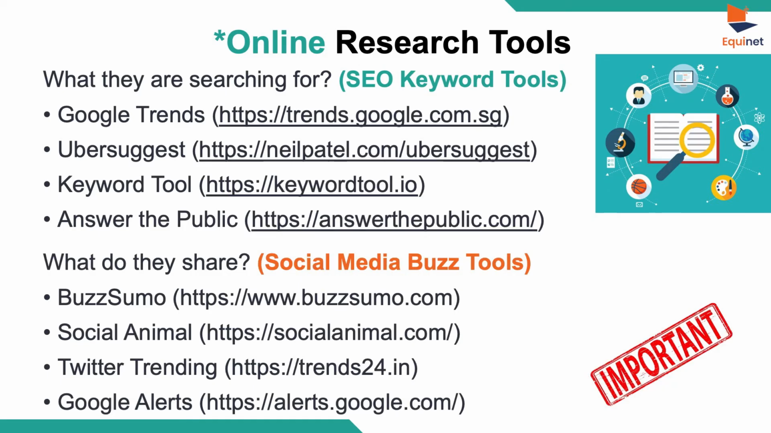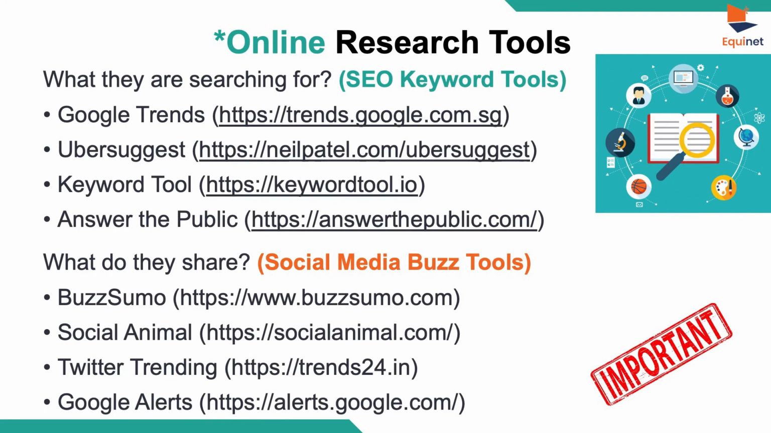Here are some research tools you can use to find out more about your audience's online behaviors: Google Trends, Ubersuggest, Keyword.io, LSIGraph.com, BuzzSumo.com, SocialAnimal.com, Trends24.in, and Google Alerts. Play around with these tools, get used to the interface, and use them in your research to find the right topics to go for.